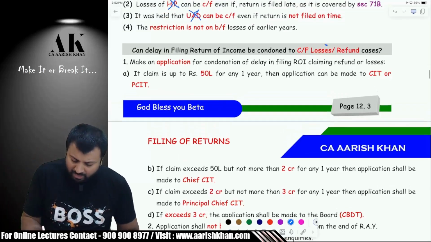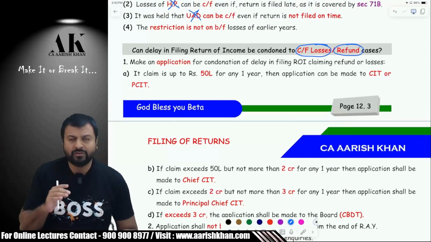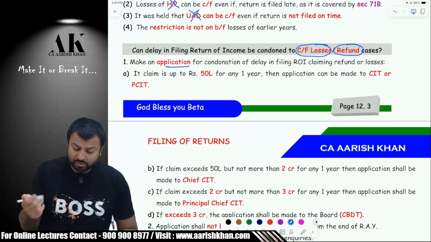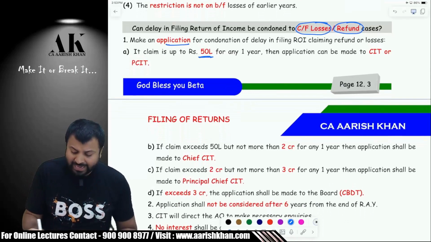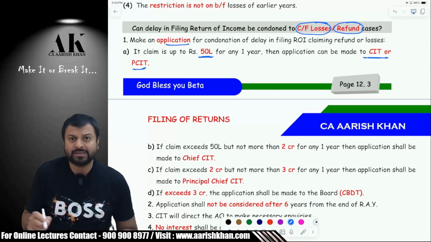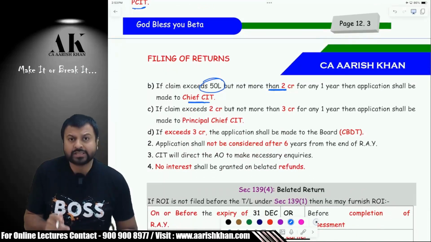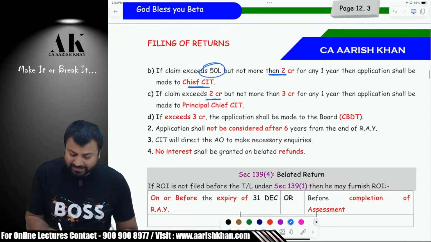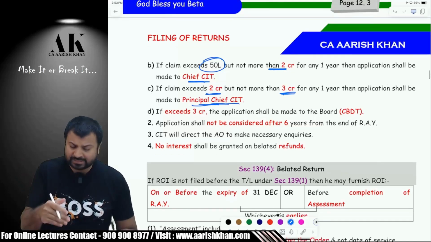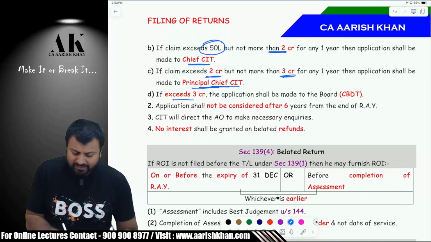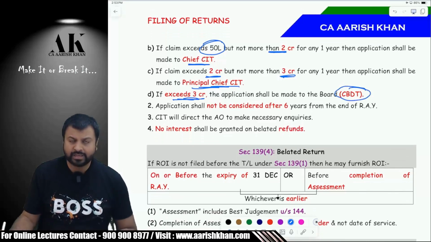Yes, if there is a loss or if there is a refund, and if you have not been able to file the return on time, you can make an application to respective authority. Who are those authority? If the claim is up to 50 lakhs, you can make an application to CIT or principal CIT. If the claim is more than 50 lakhs and up to 2 crore, you can make an application to chief CIT. If the claim is greater than 2 crore and up to 3 crore, you can make an application to principal chief CIT. This is an amendment which is made on 31st of May 2023. So these limits can be important. Earlier the limits were different. Okay. And if it exceeds 3 crore, then you have to make an application directly to CBDT.